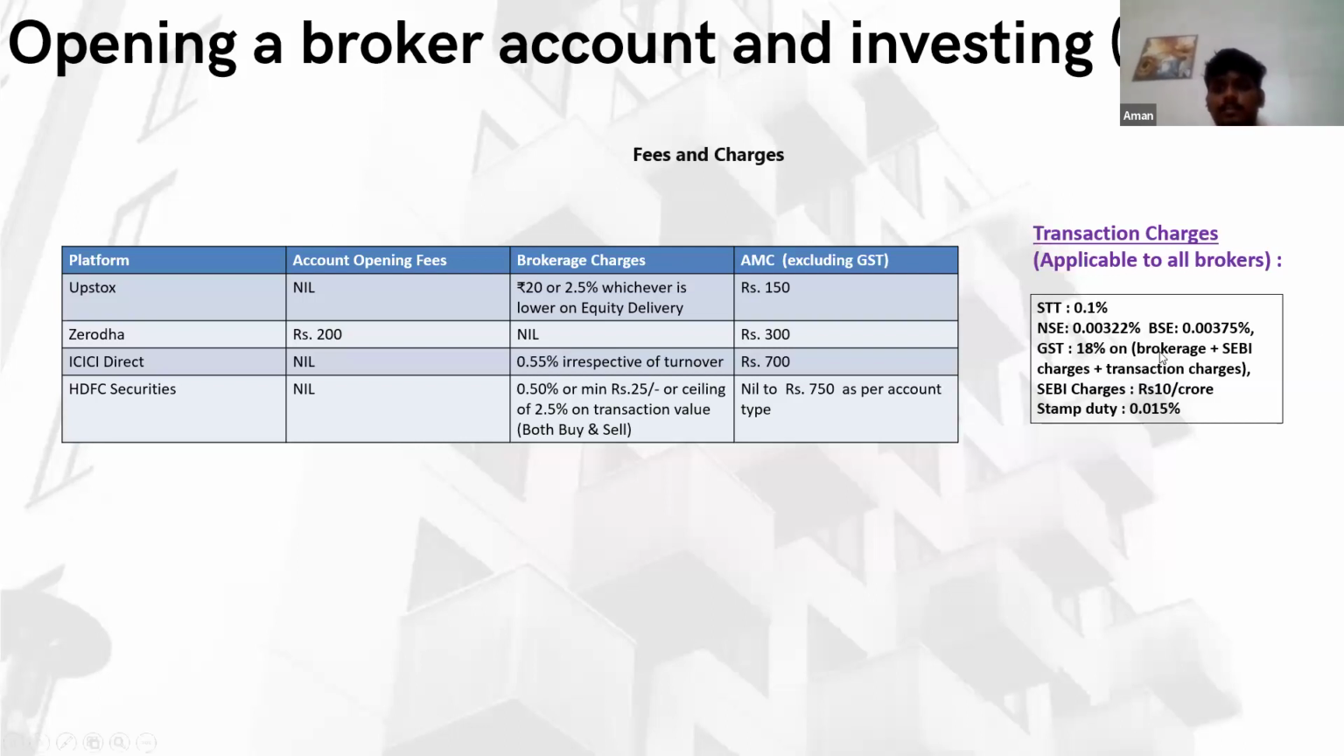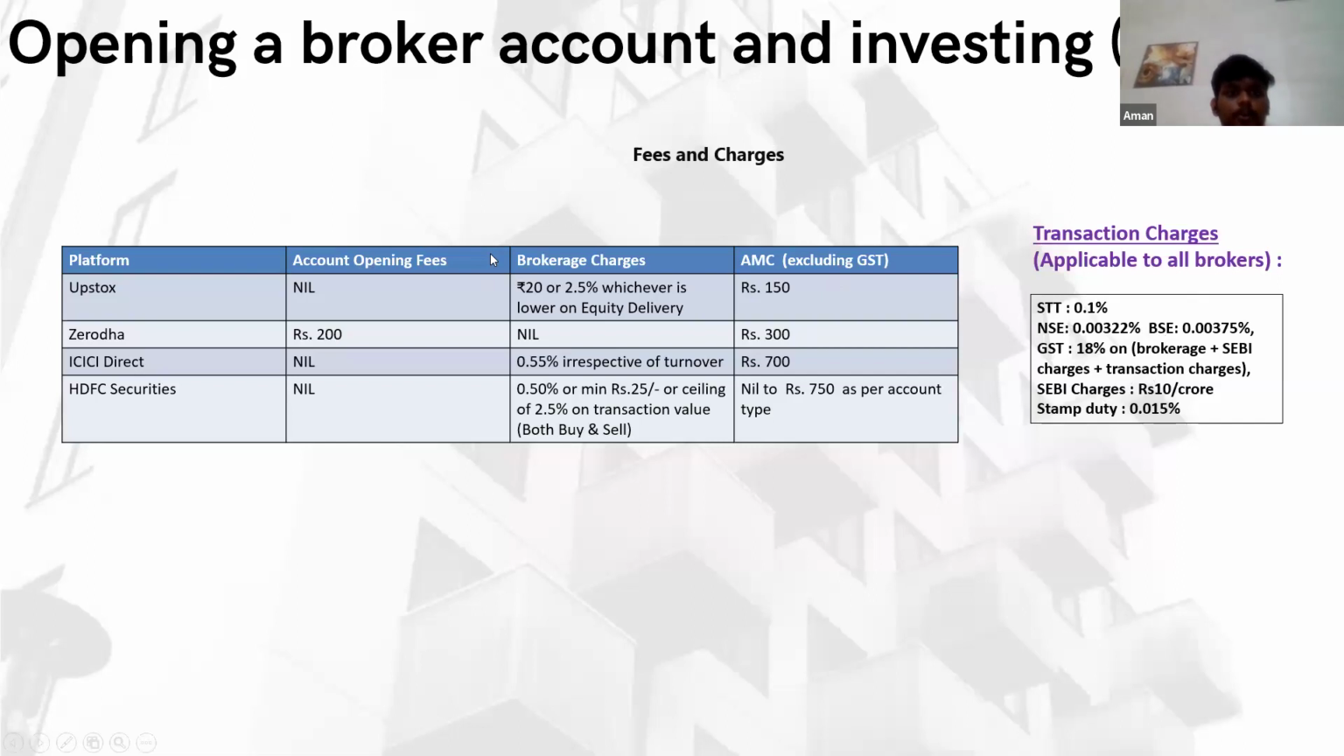So security transaction tax, STT, of 0.1% of your turnover. Then transaction charges based on the exchange you are using, NSE or BSE. Then GST of 18% on the brokerage plus the SEBI charges and the transaction charges of the exchange. SEBI charges are rupees 10 per crore. So if you're investing 10 lakh rupees, the SEBI charges are rupees 1. And stamp duty of 0.015%, as stocks are basically like getting a property in a dematerialized form. So you have to pay the stamp duty.